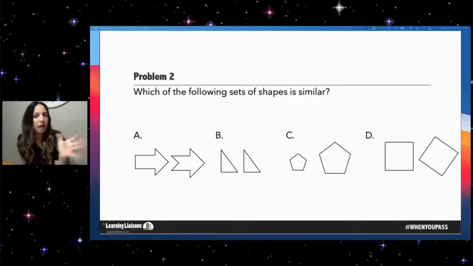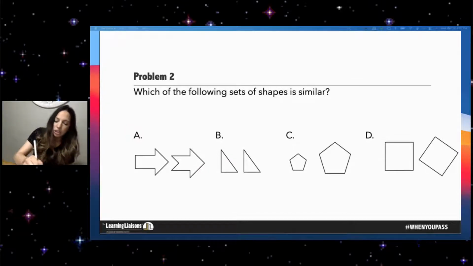All right, problem number 2. This is another pre-K through 6 problem. Don't worry, middle school and high school people, I've got you covered later on. Which of the following sets of shapes is similar? Now, I just said middle school and high school people, I've got you covered, but you've got to know what this word means.